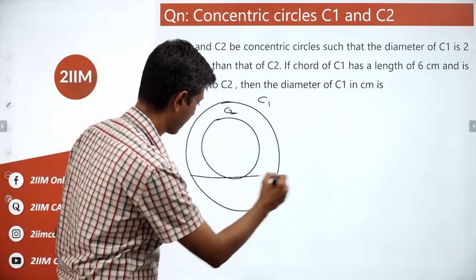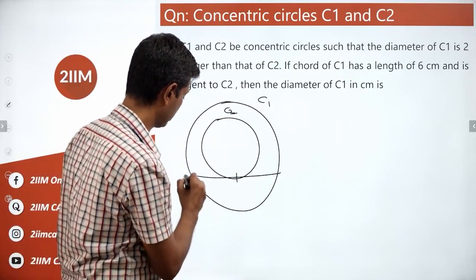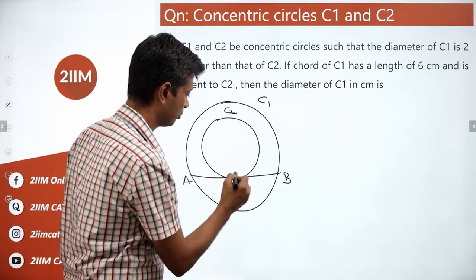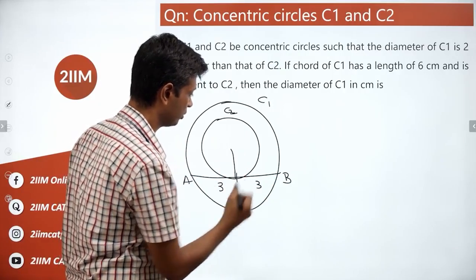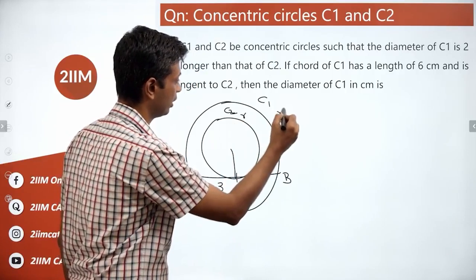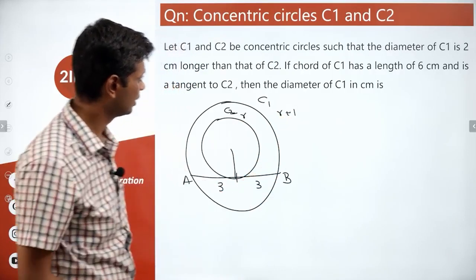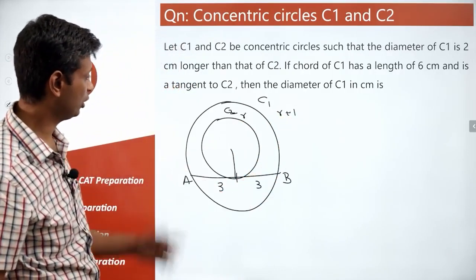A chord of C1, this is 6 centimeters, say it's AB. The point of tangent C will be perpendicular. It's concentric. This is 3. This is 3. This is radius. This is radius plus 1. Then the diameter of C1 is what we need to find.